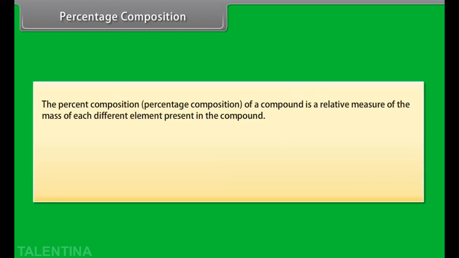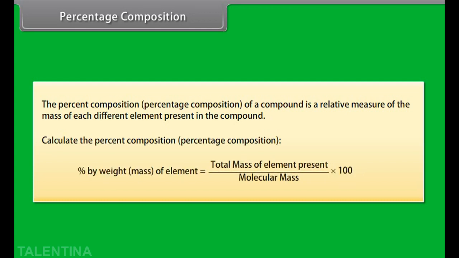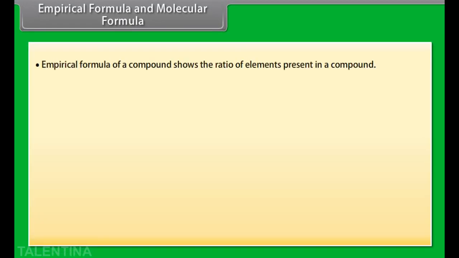Percentage composition. The percent composition of a compound is a relative measure of the mass of each different element present in the compound. Calculate the percentage composition by weight: mass percent of element is equal to total mass of element present divided by molecular mass, times 100. Empirical formula and molecular formula. Empirical formula of a compound shows the ratio of elements present in a compound.